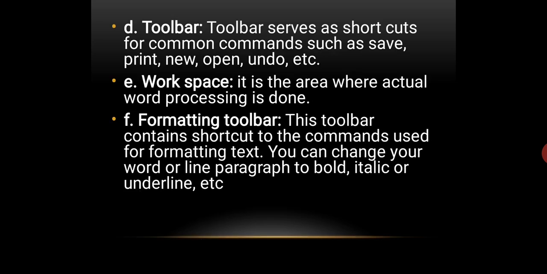Now we have the toolbar. The toolbar serves as a shortcut for common commands such as save, print, new, open, undo. This toolbar is just shortcuts for common commands. When we say shortcut, it simply means those icons, instead of going through the longer method. Let's say I want to save my document, I'll go to my office button, click on save as, select the location where I want to save, change the file name, and save. Instead of that, I can easily click on the save icon, or use my shortcut Ctrl S.